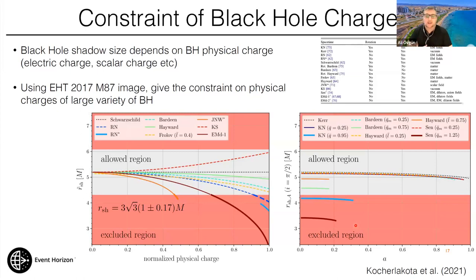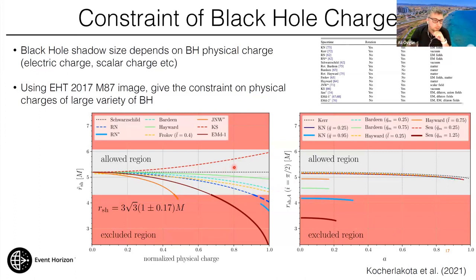Also, you can use the Event Horizon Telescope and black hole shadow to constrain the black hole charge, because black hole shadow size also depends on the black hole's physical charge, like electric charge, scalar charge, and other charges. And using the Event Horizon Telescope 2017 M87 image, you can constrain the physical charge of a large variety of black holes. You can see many different black holes in the 1 sigma region.